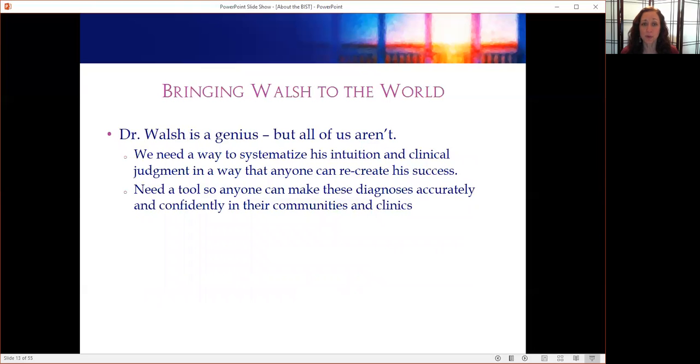And I want to bring Dr. Walsh's work to the world. Now, Dr. Walsh is a genius, but all of us aren't. We need a way to systematize his intuition and clinical judgment that is so apparent when he does the trainings in a way that anyone can recreate his success. And for that, we need a tool so that anyone, anywhere, can make these diagnoses accurately and confidently in their communities and clinics.